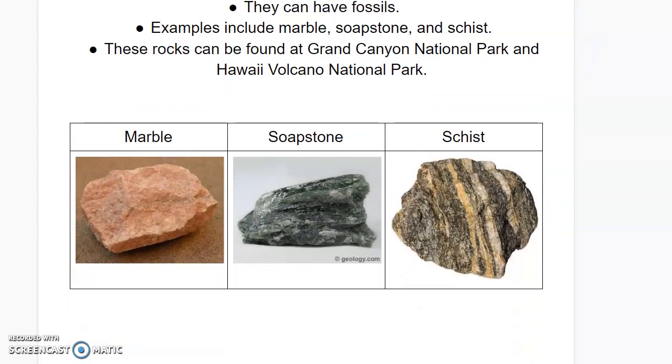So here are three examples. We have marble, we have soapstone, and we have schist. So you'll see some of them have layers, some have crystals, some, it's hard to tell in the picture, but it might have fossils. Over time, because of heat and pressure, a lot of pressure creates compression, which turns it into a metamorphic rock.